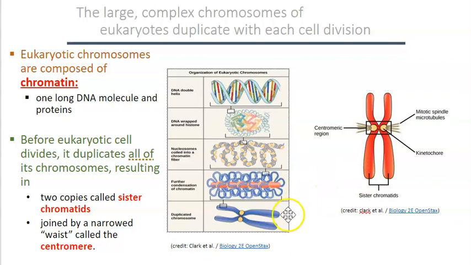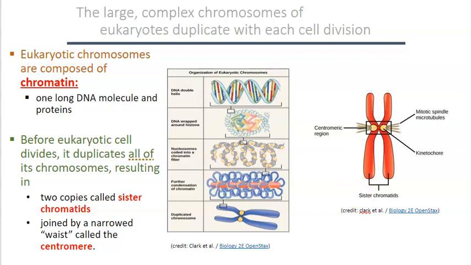I'm going to talk more about that in the next video when we talk about meiosis. But again, what I want you to understand is that when you see a chromosome like this, it's a chromosome in the duplicated state. Normally, if the cell's not dividing, you would have just a single chromosome that looks like this.